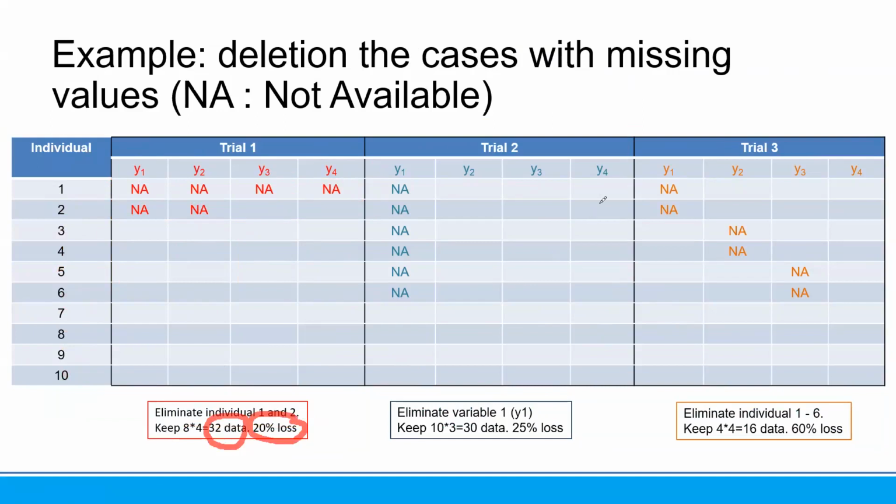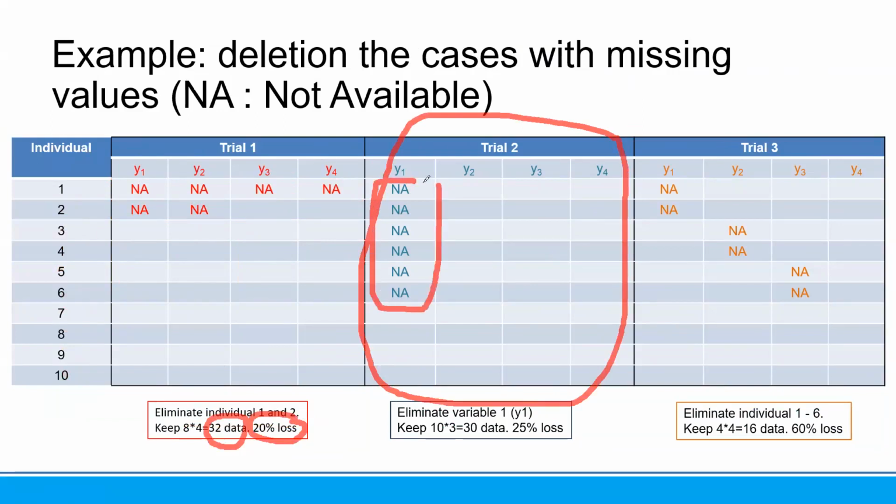What about the second? The NA is here. There are a lot of NA in this column. So the most possible way to delete is just to delete Y1. We just remove this column. And if we remove this column, then we can keep 30 data. Okay, 3 columns and 10 rows. So the removal is, yeah, we just lost 25%.